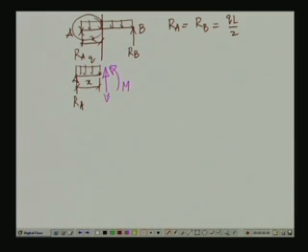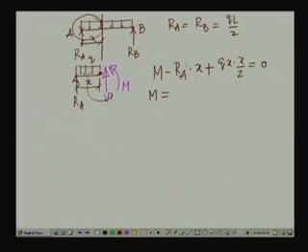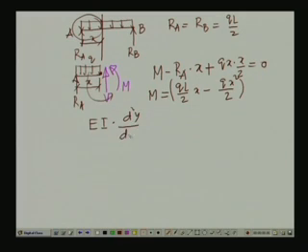Now, if we take the moment of all the forces with respect to this particular point, then we write M, which is in an anticlockwise direction, minus R A into x, and Q causes a moment which is anticlockwise, so plus Q into x by 2, equals 0. So, the value of bending moment M is equal to, with R A as Q L by 2, Q L by 2 x minus Q x square by 2. So, this is the bending moment that we have. Now, as we have seen, E I d2y dx2 is equal to the bending moment M. This is our differential equation for the elastic curve.